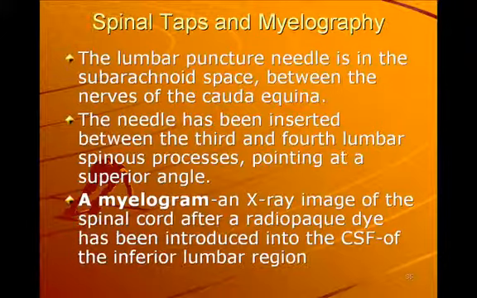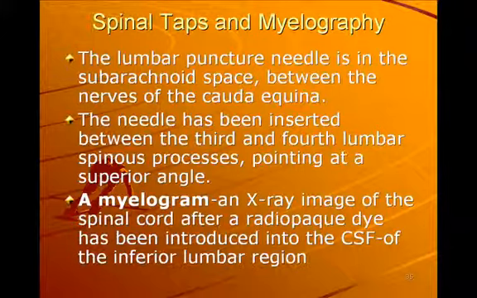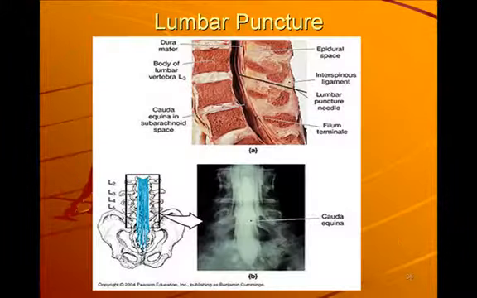Now, in this space, sometimes a radiopaque dye can also be injected into the area and help the neural tissue show up better on an x-ray. This procedure is referred to as a myelogram. An x-ray image of the spinal cord after a radiopaque dye has been introduced into the cerebral spinal fluid of the inferior lumbar region. And again, this is an image that would be taken from a myelogram.